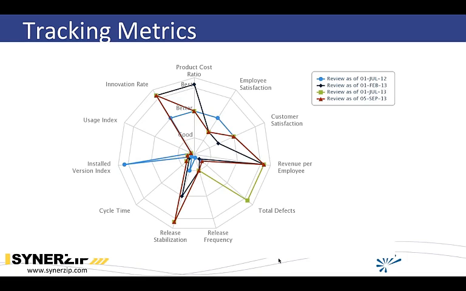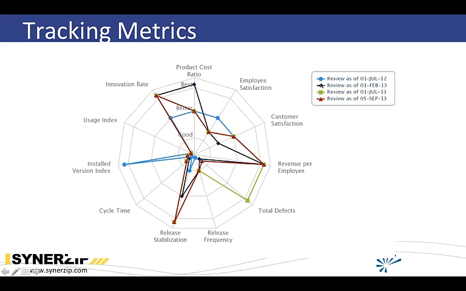So how do you track them? I'm going to show you a few different examples that are real ones that we use. If you look at this little legend, these are four different reviews that were done over time. And you can sort of see that the closer it is to the middle, the better it is. And there's more detail around these.